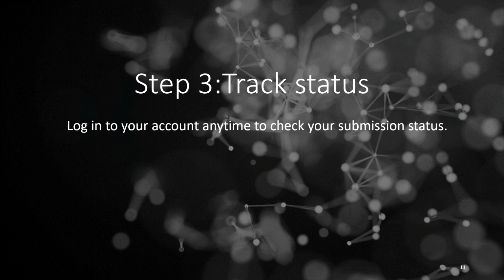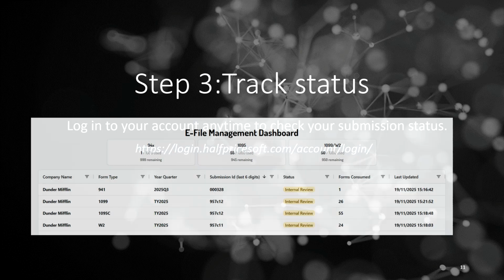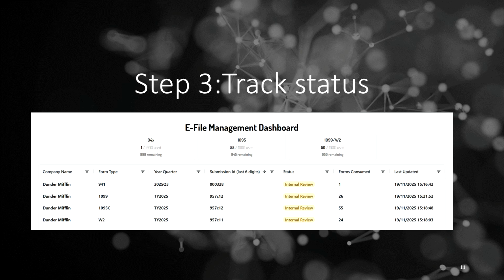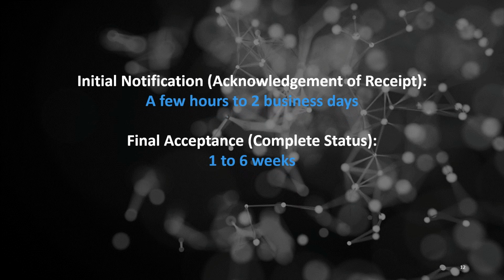After uploading your forms, log into your customer account anytime to monitor your filing status. You'll typically get an initial notification, an acknowledgement of receipt, within a few hours to 2 business days. However, receiving the final acceptance or decline notice can take 1 to 6 weeks. You will also receive an email notification once your submission is accepted or rejected.